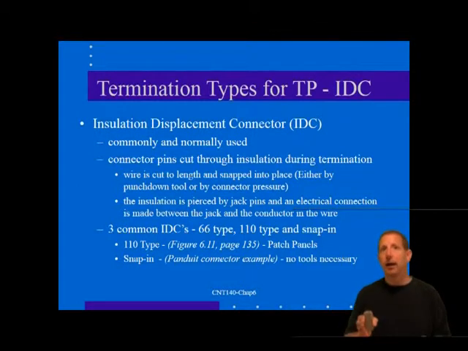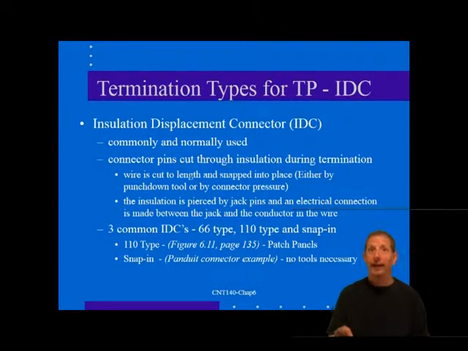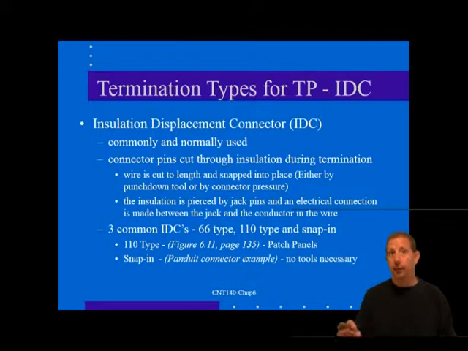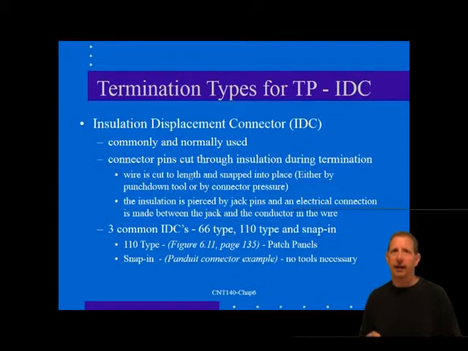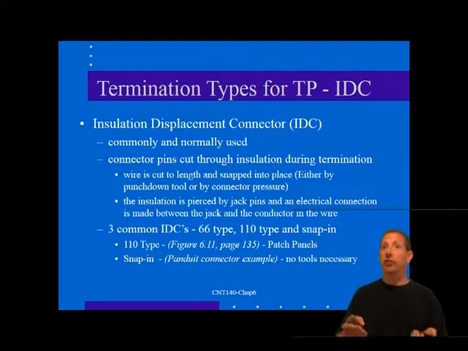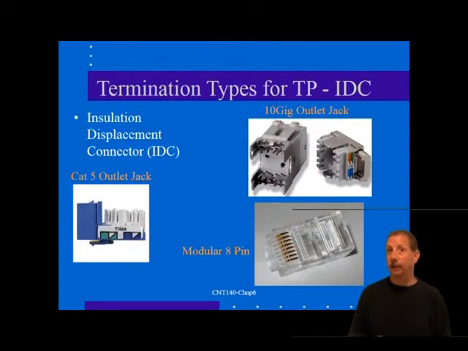There are 3 common types of IDC contact mechanisms: the 66 type, the 110 type, and the snap-in type. Other proprietary mechanisms include the BIX and the Krone types. Another type of IDC jack contact field is fashioned from a shortened version of the traditional 66 type punch-down block.